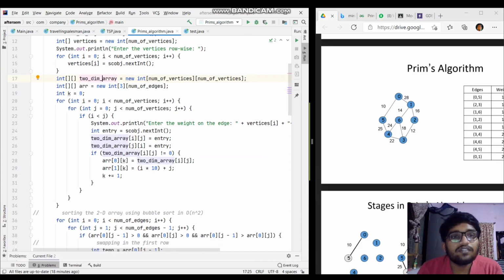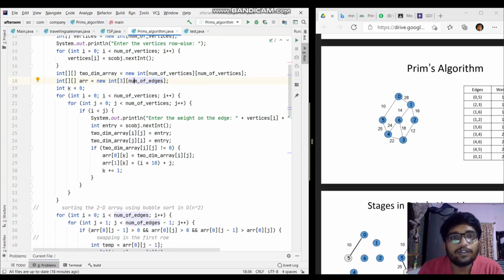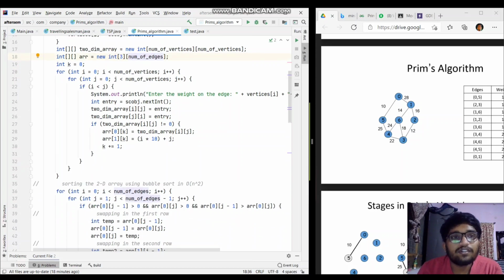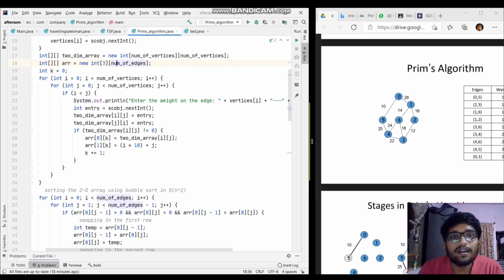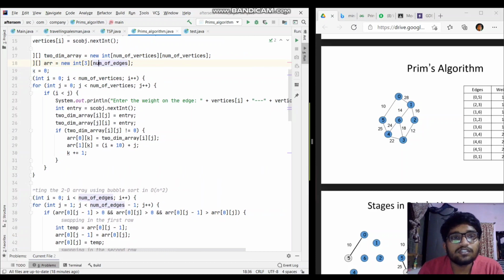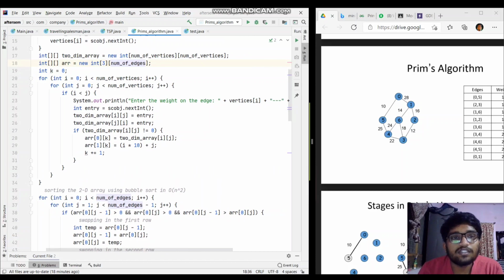After that I have another array with 3 rows and columns as the number of edges. We'll see later why this array and where to use it. Next we are taking the input for this adjacency matrix. Here we are filling two entries at a time, I, J and J, I.